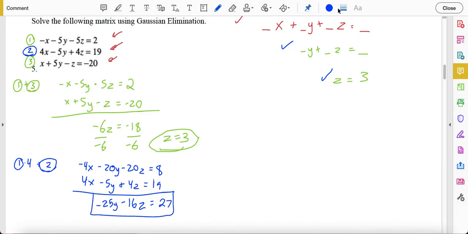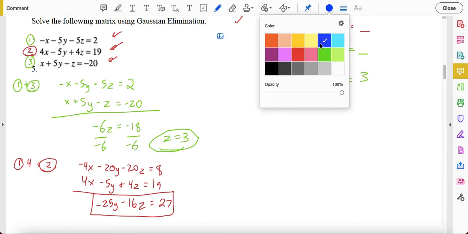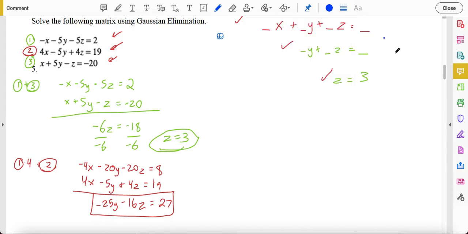For my red equation, I can use whichever of these three that I want. Let's go back to blue. I kind of like the third one, so I'm going to do x plus 5y minus z equals negative 20.